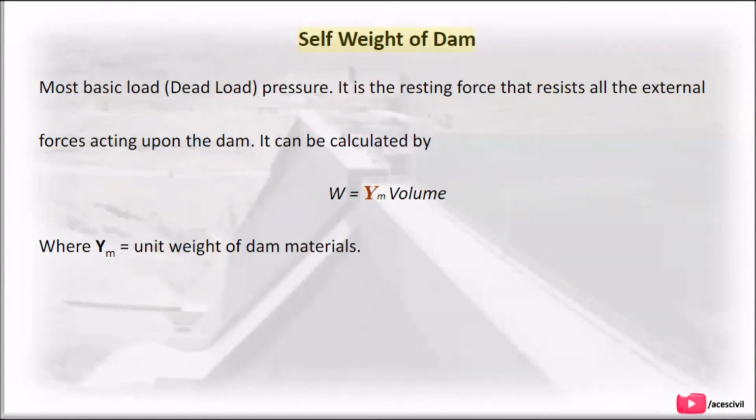Self-weight of dam. Most basic load, dead load, pressure. It is the resting force that resists all the external forces acting upon the dam. It can be calculated by W equals m times volume, where m equals unit weight of dam materials.